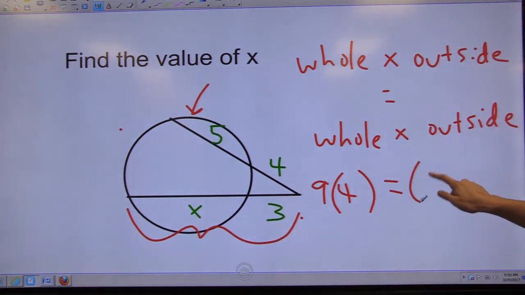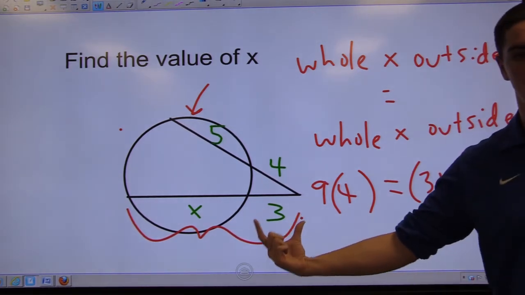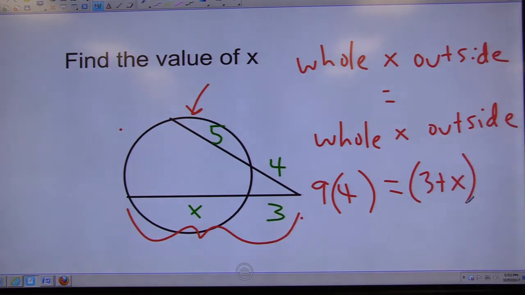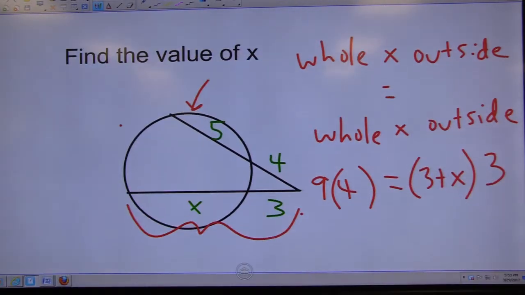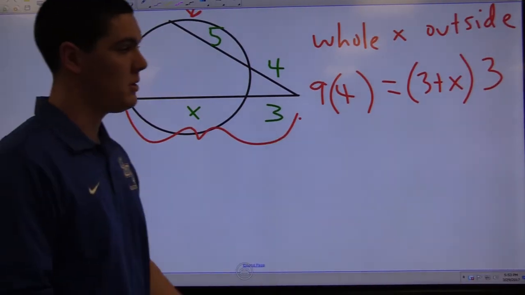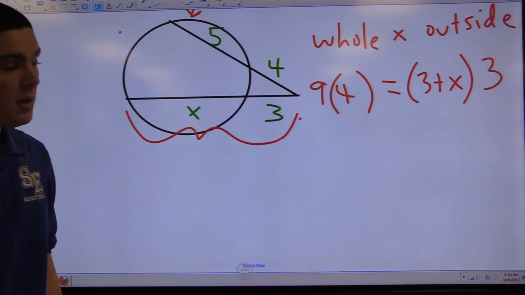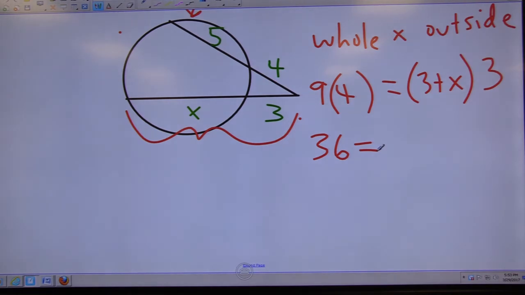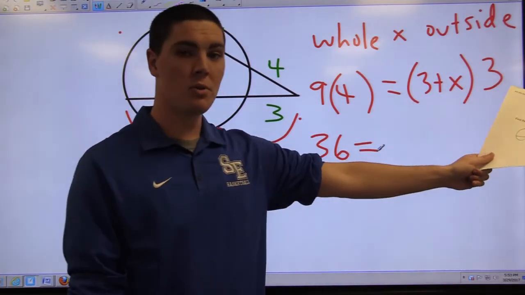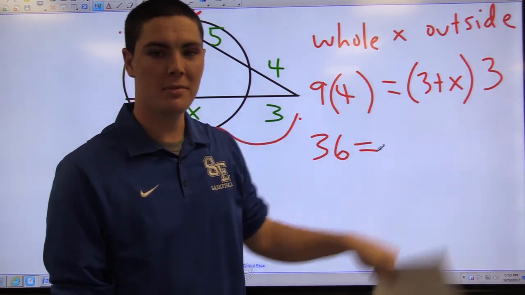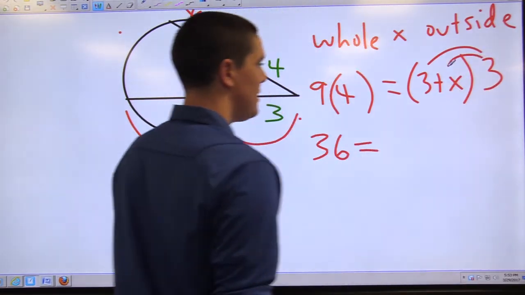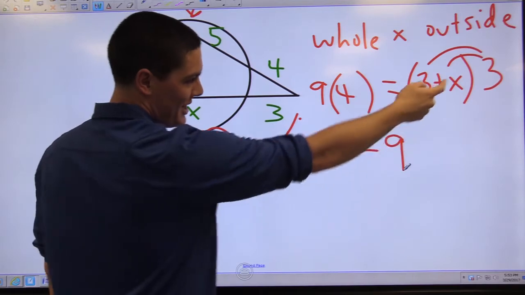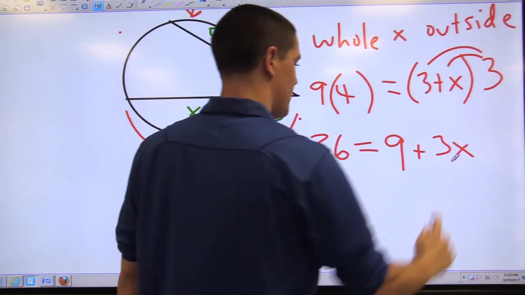So the whole thing here is going to be 3 plus x, or x plus 3, however you want to write it. And then, guys, what's the outside part? That should be pretty easy. The external segment is 3. So it's going to be 3 plus x times 3. All right, so try not to make those mistakes that I just talked about, and let's see what we can do to solve this. So 9 times 4 is going to be 36. Okay, now 3 plus x times 3. What do we have to do with this 3? You got it, distribute. Okay. So we got to distribute the 3. And so 3 times 3 is 9. 3 times x is 3x.